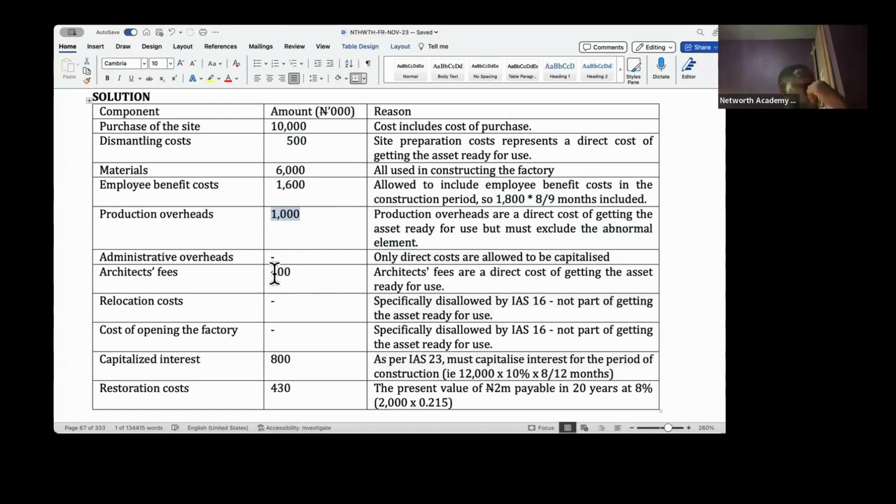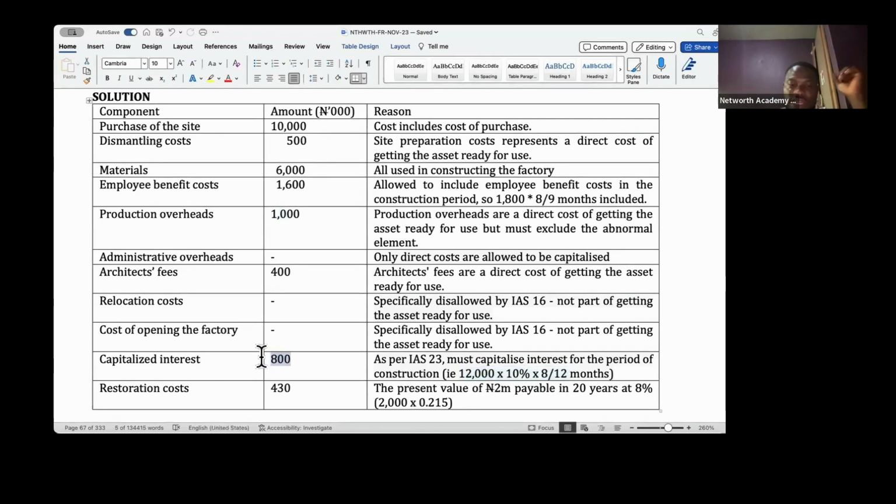Architect fees, we said that should be capitalized. Relocation costs, we said that should be expensed. Cost of opening a new facility or cost of opening the factory, we said that should be expensed. Then the interests, we only capitalized the 8-month period because the construction was completed in May, which is 8 months from 1st of October 2016. So we only capitalized 8/12 of it.